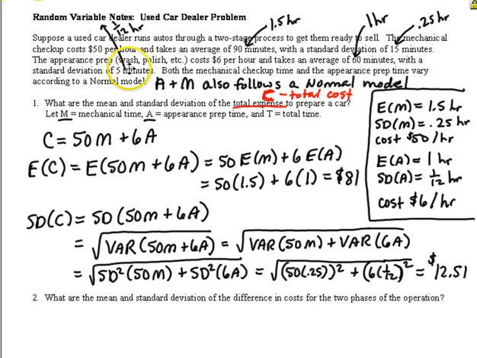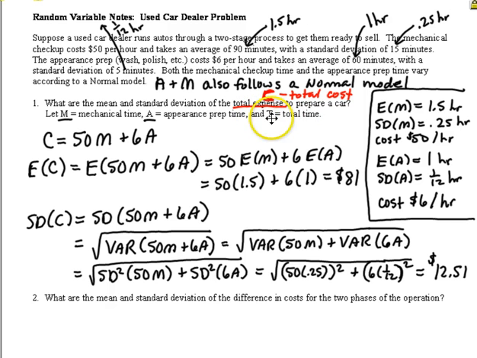The appearance prep, wash, polish, etc. costs $6 per hour and takes an average of 60 minutes or 1 hour with a standard deviation of 5 minutes, 1/12 of an hour. Both the mechanical checkup time and the appearance prep time vary according to a normal model. So we're going to write down all of our given information from the chart, and the question is, what are the mean and standard deviation of the total expense, and I'm going to use C, cost, to represent total expense to prepare a car. And we're going to let M stand for mechanical time and A stand for appearance prep time and T stand for total time.